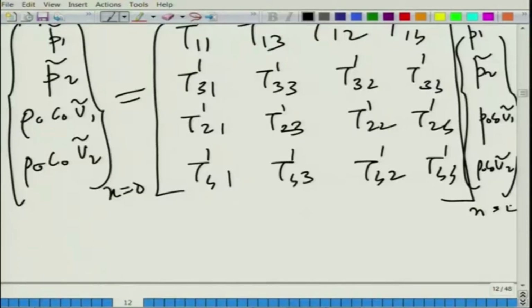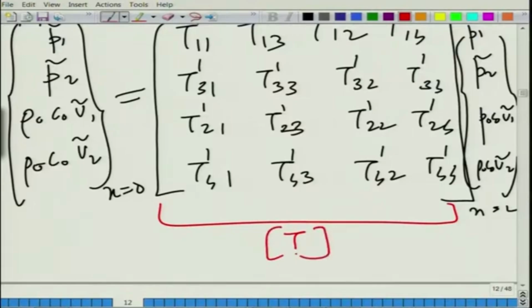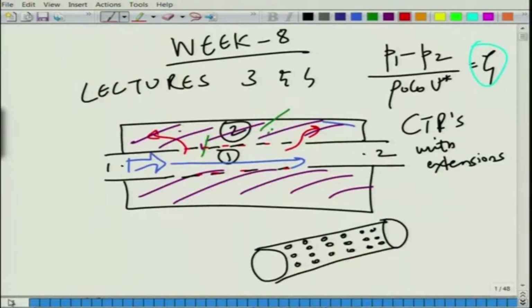Once we have this sort of an arrangement of the transfer matrix, let us call this entire thing the T matrix. So, there was a reason why I called this T1; this is simply the T matrix. So, we can write this entire thing as T times this thing. Now, going back to our ECTR configuration, the extended concentric tube resonator, which means with neck extensions at the inlet and outlet, it will be a good idea to have a look at the boundary condition.